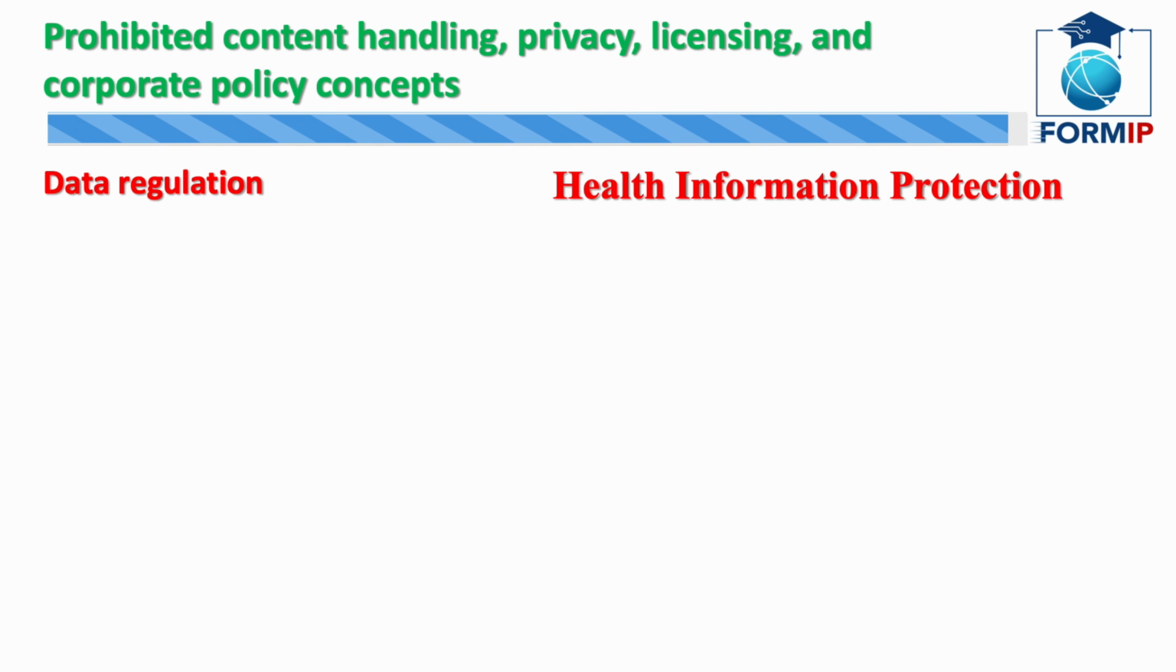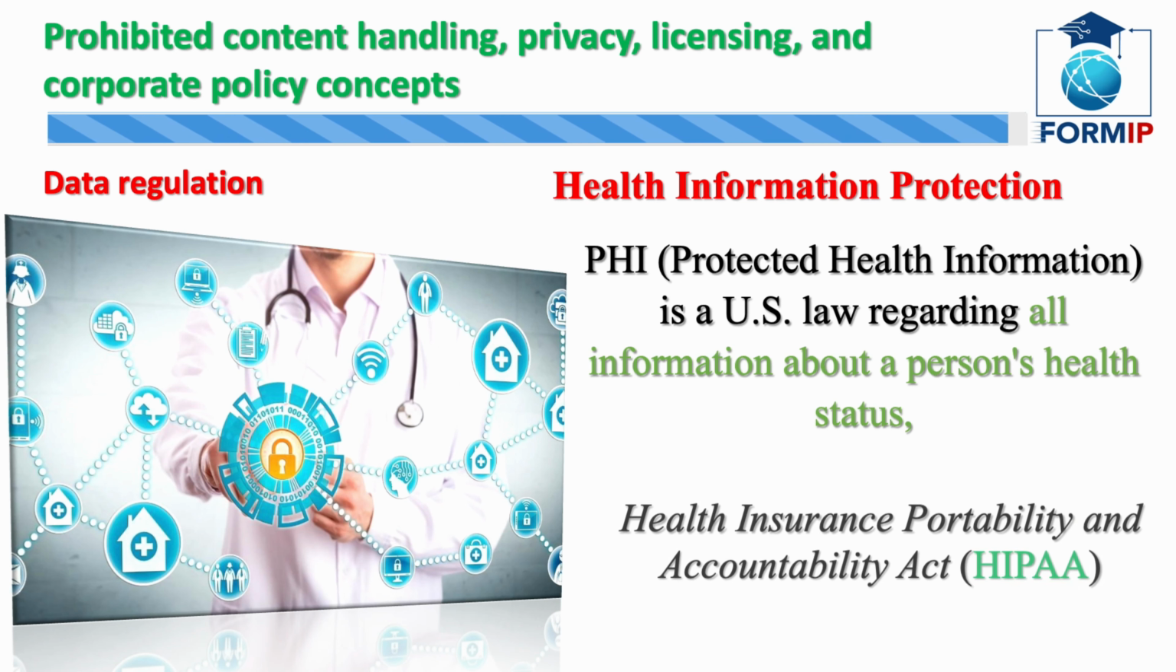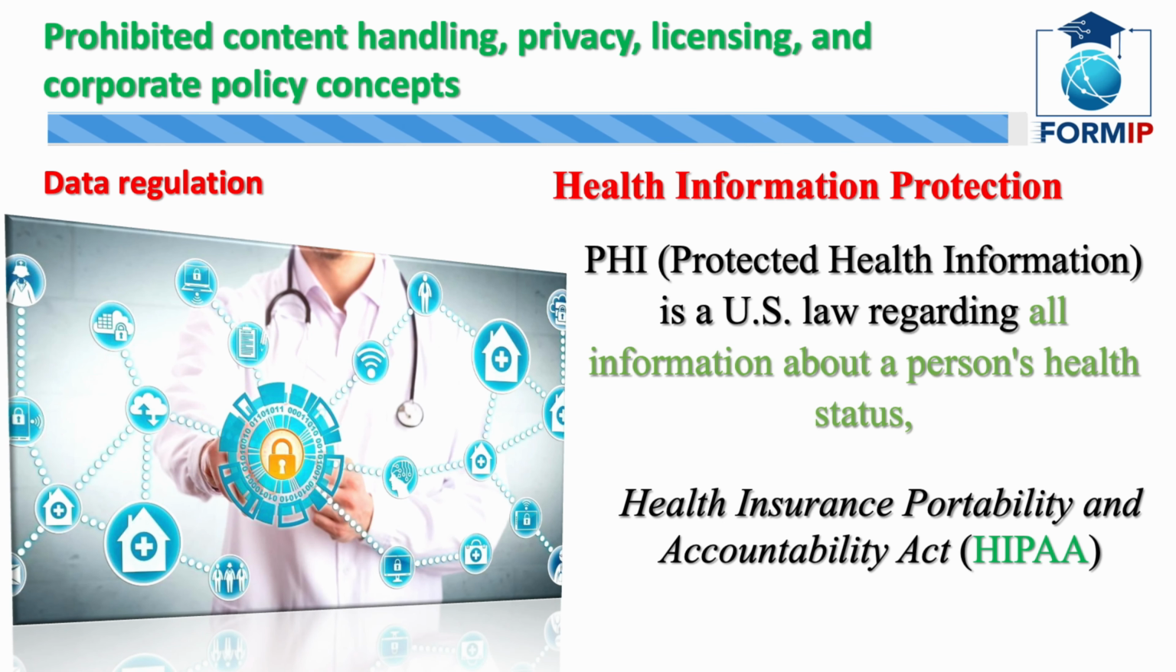And finally, let's move on to the protection of health information. PHI, Protected Health Information, is a U.S. law regarding all information about a person's health status. This information is protected by the government through the Health Insurance Portability and Accountability Act, HIPAA, which imposes strict penalties for security breaches. Hospitals, doctors' offices, medical staff, and other entities must comply with HIPAA regulations.